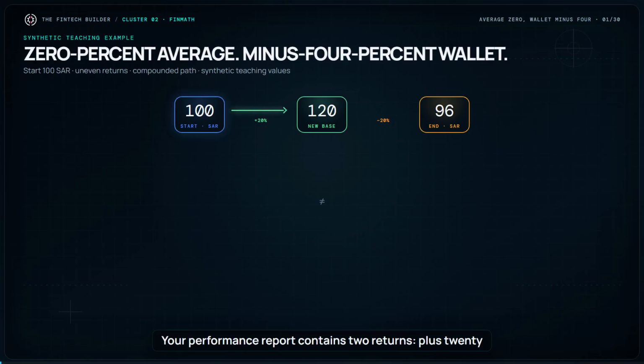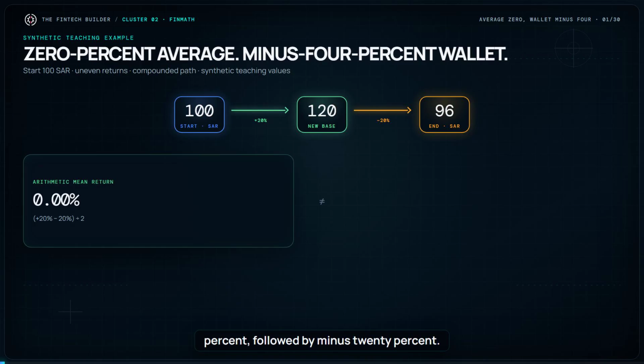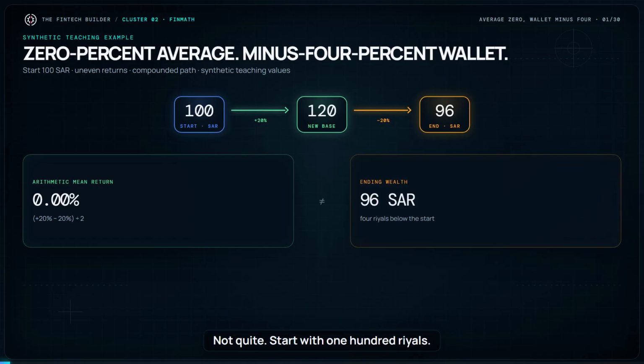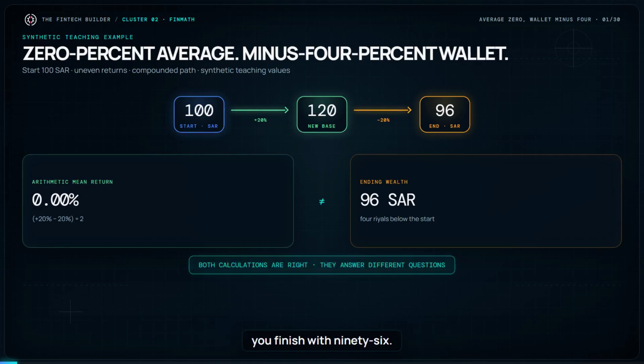Your performance report contains two returns, plus 20% followed by minus 20%. The arithmetic average is 0%. So the investment broke even, right? Not quite. Start with 100 reals. After the gain, you have 120. Lose 20% from that new amount, and you finish with 96. The average says 0. The wallet says minus 4.